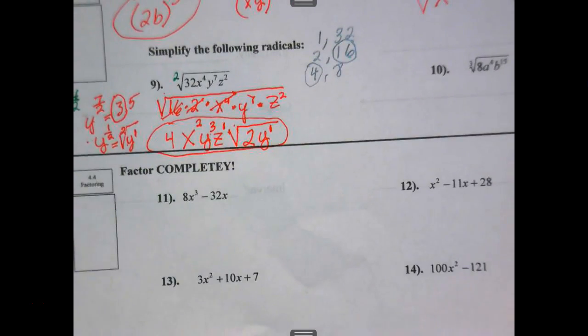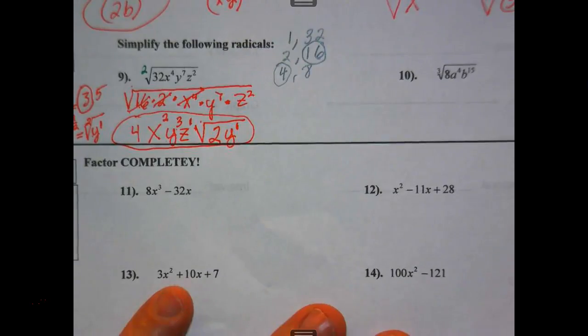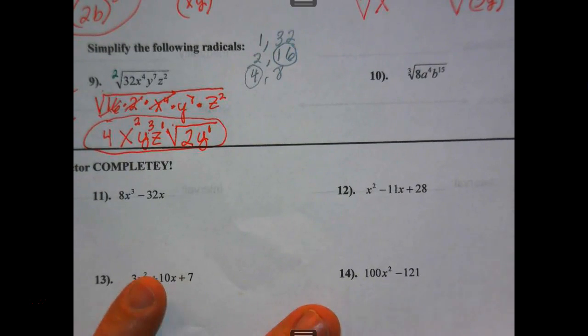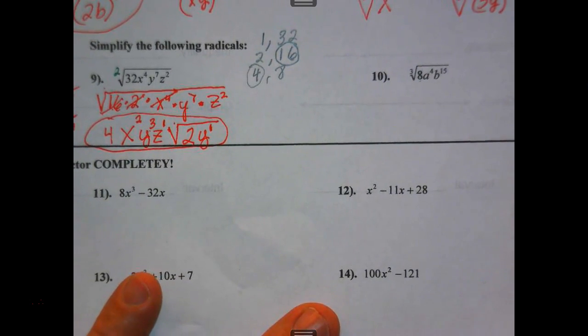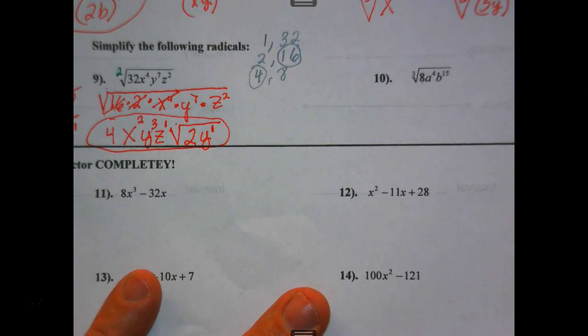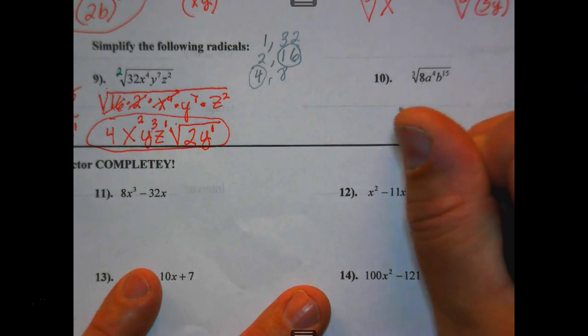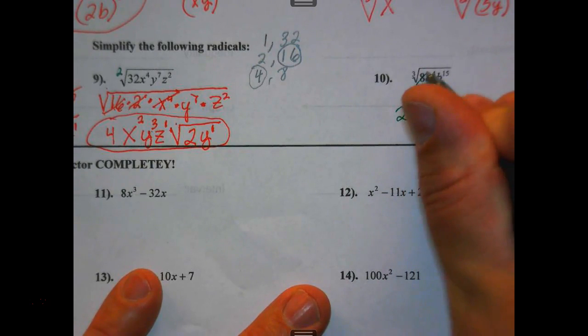Gets a little harder when we did cube roots. The next one's a cube root. Okay? Is 8 a perfect cube? Look on your little chart that I gave you. Yes, it is. What is the cube root of 8? 2. So that takes care of my 8.